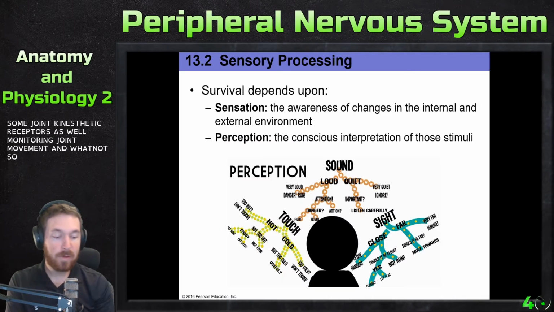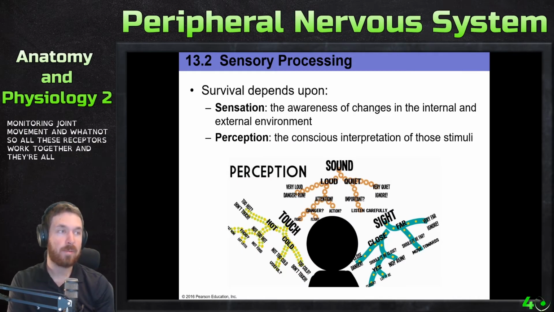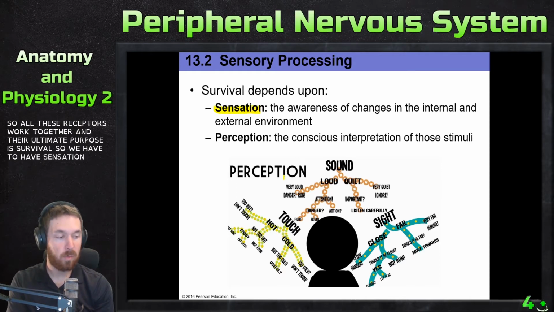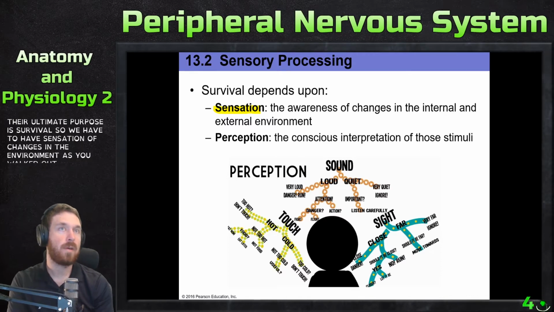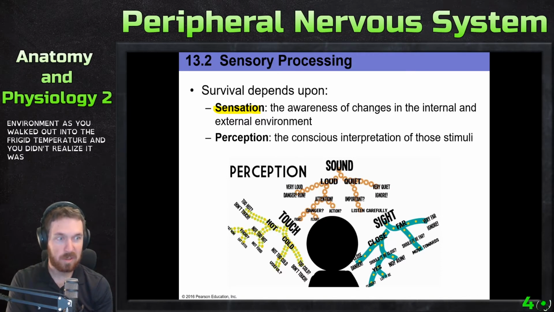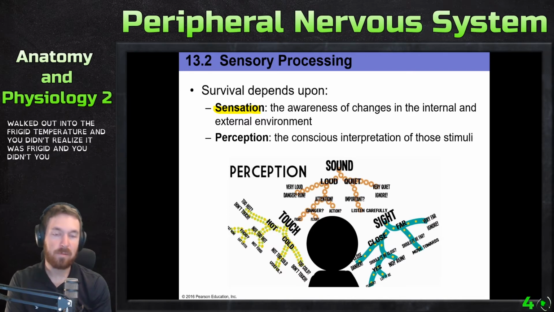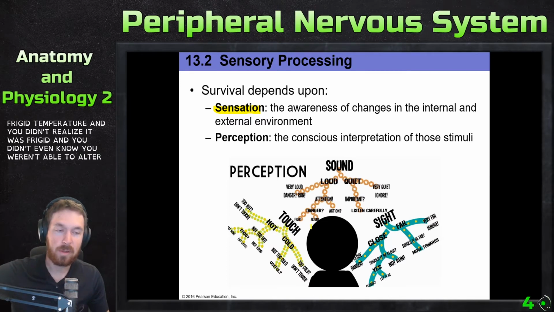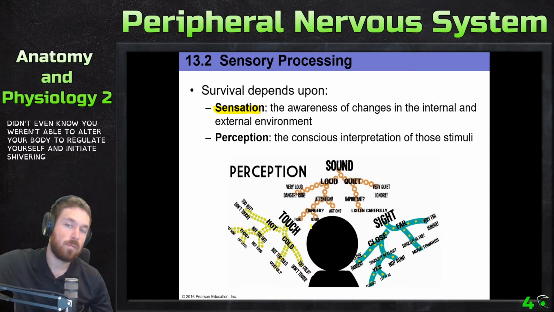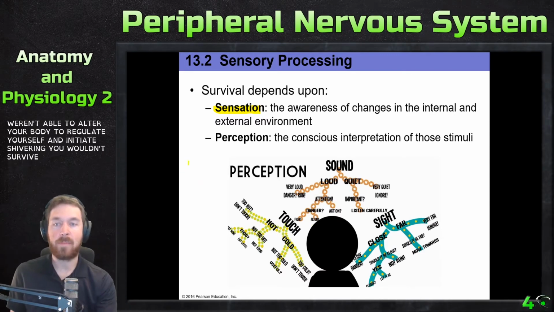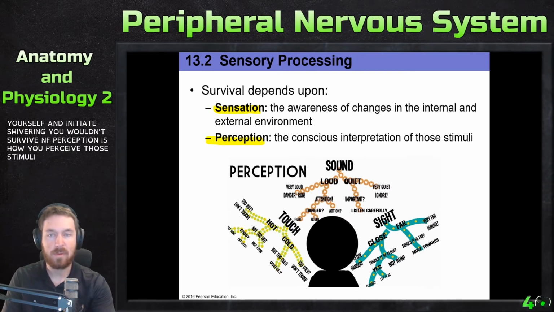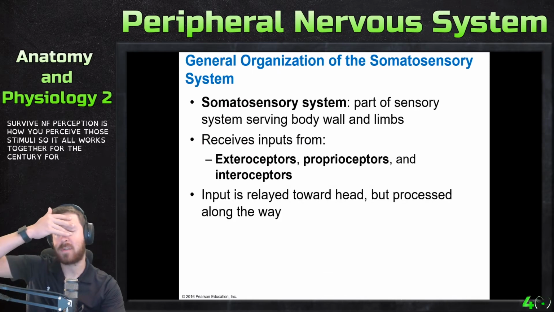So all these receptors work together, and their ultimate purpose is survival. So we have to have sensation. We have to be aware of changes in the environment. Imagine you walked out into the frigid temperature and you didn't realize it was frigid, and you weren't able to alter your body to regulate yourself and initiate shivering. You wouldn't survive. And then perception is how you perceive those stimuli. So it all works together for this sensory perception.